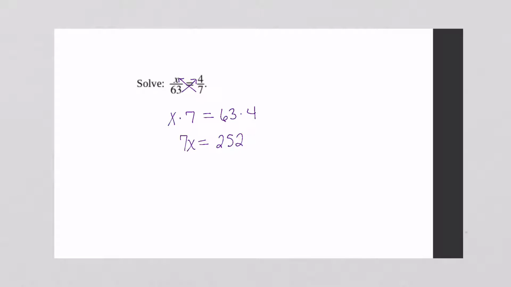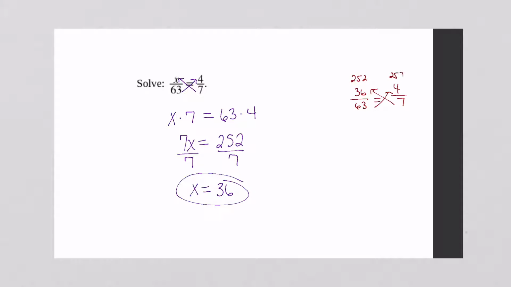So now in order to solve for x, I'm going to divide by the number in front of the variable. So I get that x is equal to 36. Now, can I check my work? Absolutely. So over here off to the side, I'm going to check this. 36 over 63, is that equal to 4/7? Do your cross product and check it and see. 7 times 36 is 252. 63 times 4 is 252. Those are equal, so I know that I have the correct answer here.